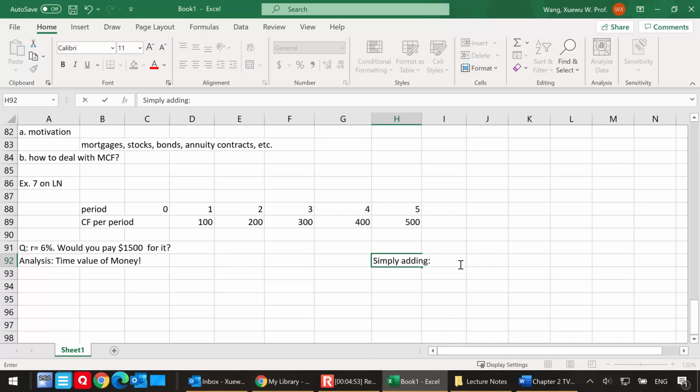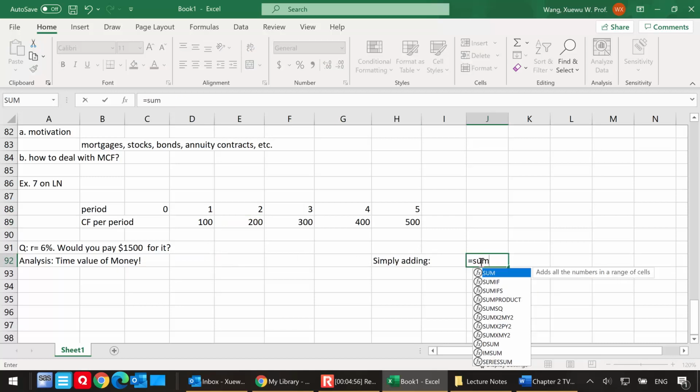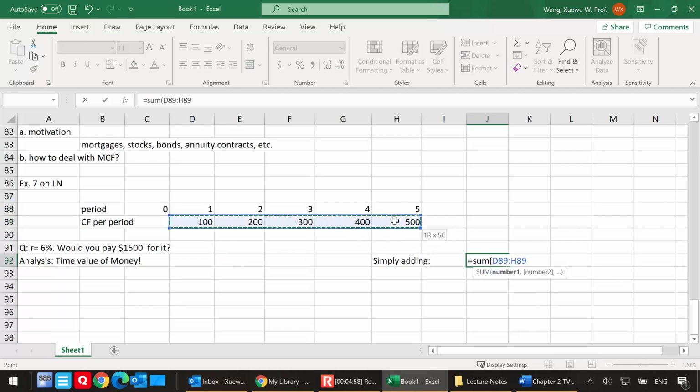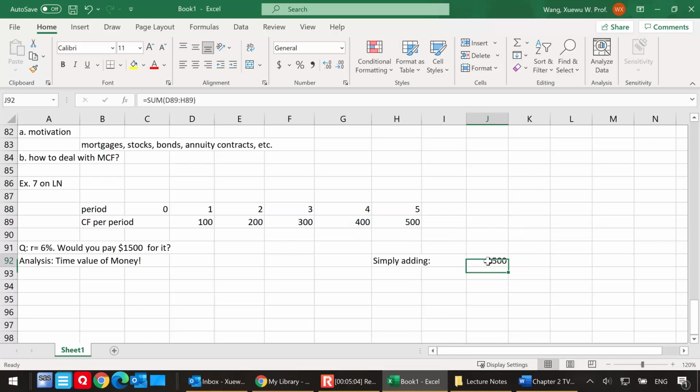If I want to add up all these cash flows, I can use a sum function, which adds up these 5 cash flows. You see that you get 1,500. You might say, I'm indifferent because I pay 1,500 and I get 1,500, so it doesn't matter. Well, this is wrong. Why is it wrong?